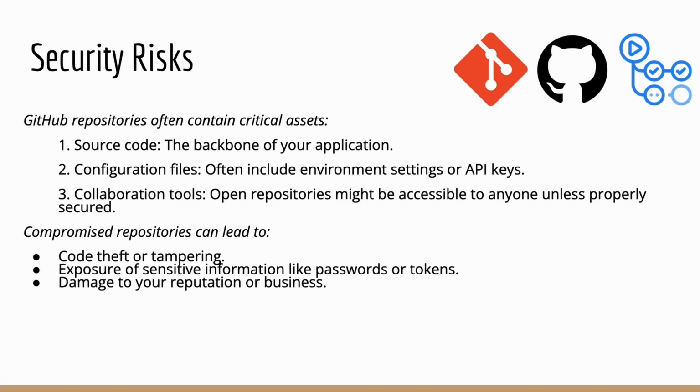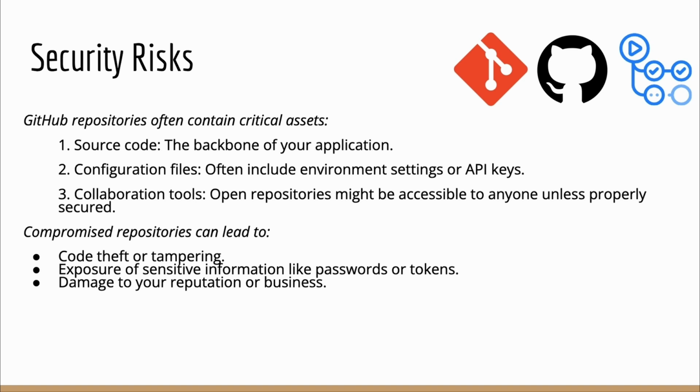You'll also often find configuration files, which will include environment settings, API keys, all sorts of things that are very sensitive and should not necessarily be seen by anybody else. And of course, there are collaboration tools in your repository which allows team members to work together. But if it's an open repository, those tools might be accessible to anyone unless it's properly secured. And a compromised repository can lead to code theft or tampering, can lead to exposure of sensitive information like a password or a token. And of course, it can damage your reputation or even damage your business.